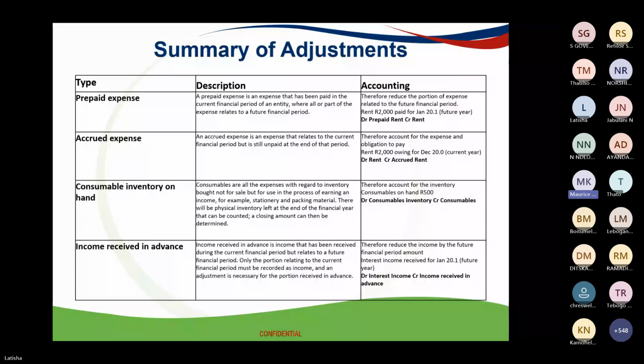So how do you do that? You do that by debiting the income, interest income or rent income, whatever income, and then crediting the income received in advance. I'm going to repeat that. The portion of the income that relates to the future financial period has to be adjusted by debiting the interest income and crediting the income received in advance. I hope you got that one.